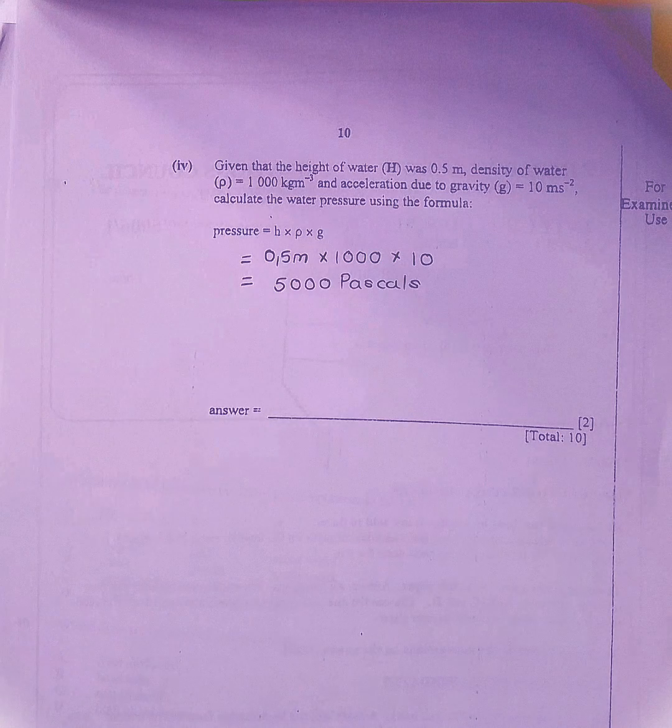Pressure is measured in pascals. So we are going to write 5,000 pascals, or we can write 5 kilopascals, because if you convert from pascals to kilopascals, we are going to divide by 1,000. So 5,000 divided by 1,000 is equal to 5. So either we write 5,000 pascals or we write 5 kilopascals.